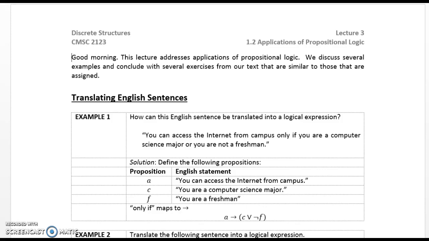Good morning. This lecture addresses applications of propositional logic. We discuss examples and conclude with several exercises from our text that are similar to those that are assigned.